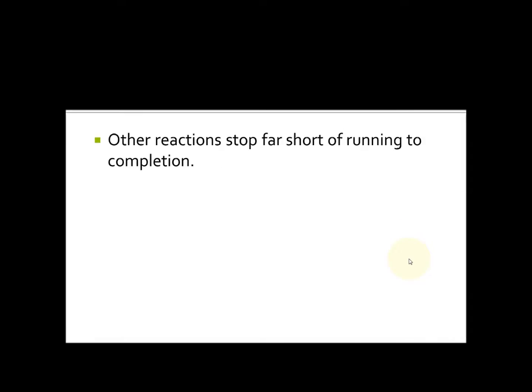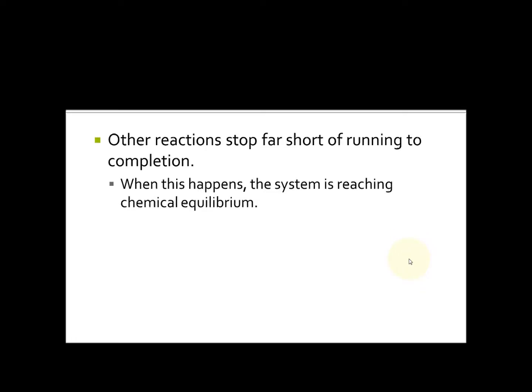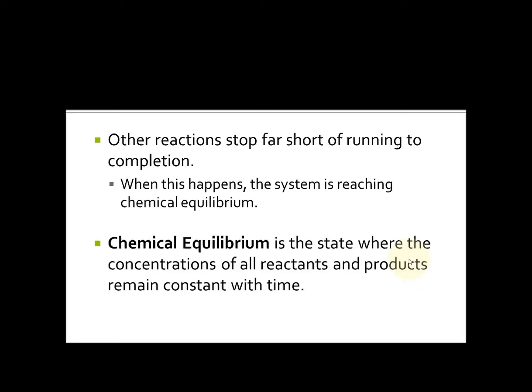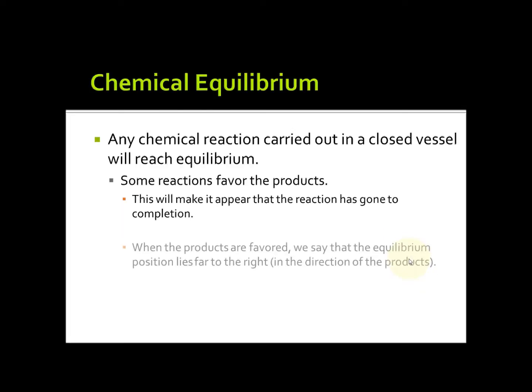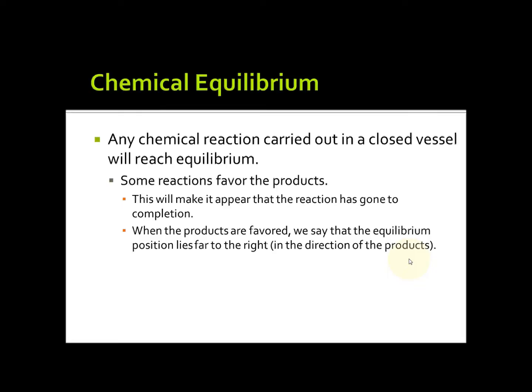Another case would be when the system reaches chemical equilibrium. Chemical equilibrium is a state where the concentrations of all reactants and products remain constant with time. So they are actually in a very dynamic state. Any chemical reaction carried out in a closed vessel will reach this equilibrium. Sometimes they favor the products, and when they favor the products, it will appear to us that the reaction has gone to completion. So when the products are favored, we say that the equilibrium position lies far to the right, meaning it's in the direction of the products.